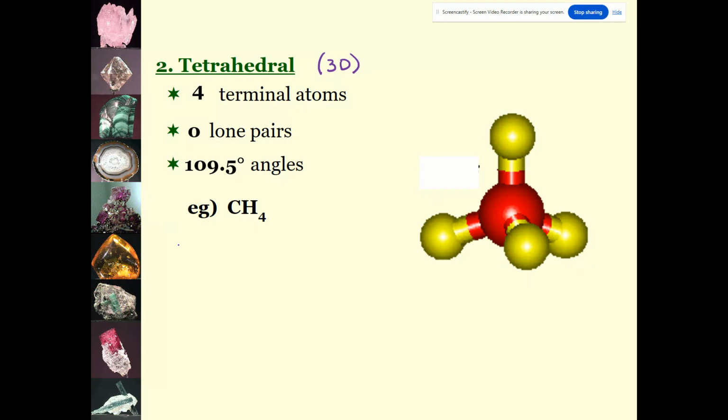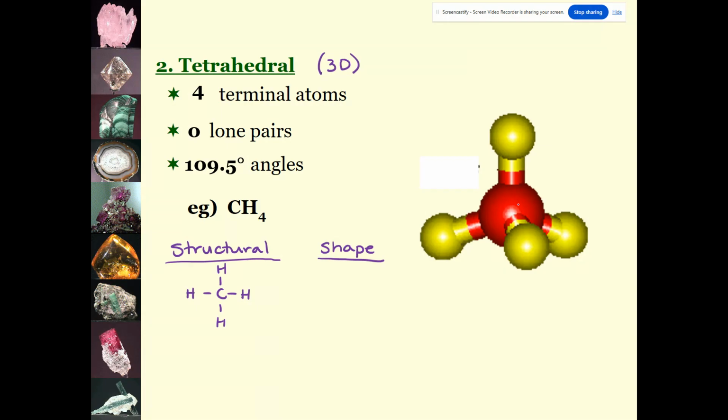Methane is an example. So remember, my structural diagram is what we always need to start with. Now, obviously, to get the structural diagram, you may have to start with the Lewis diagram with the dots. Then convert it to a structural diagram, then convert it to a shape diagram. Okay, so I want to show methane, CH4, as a tetrahedral shape.